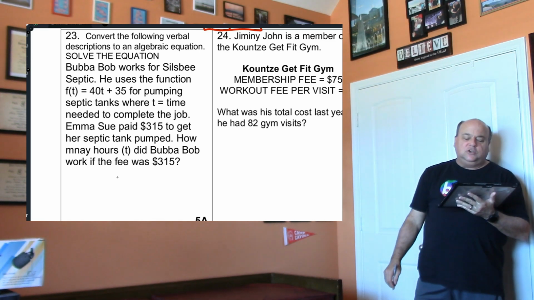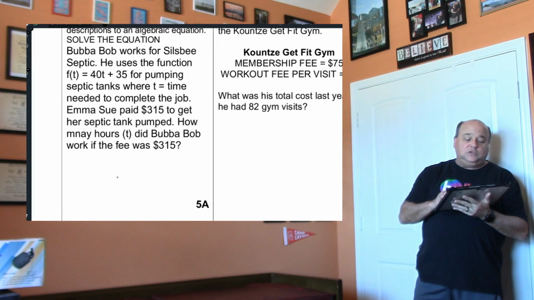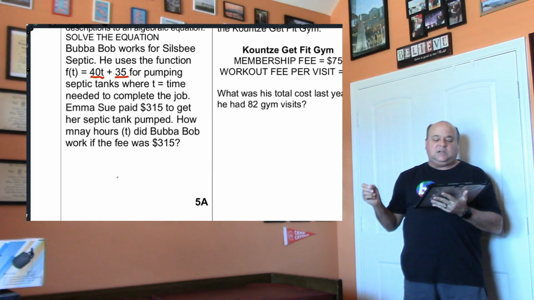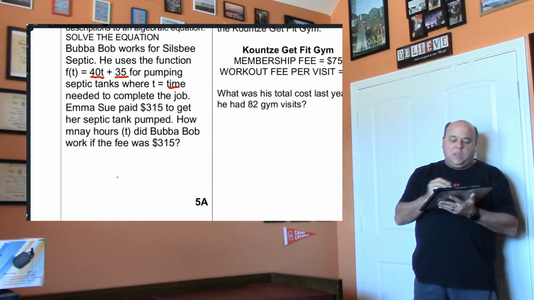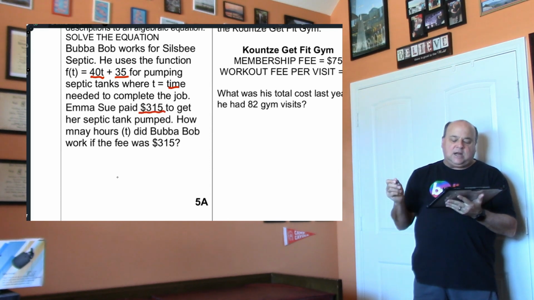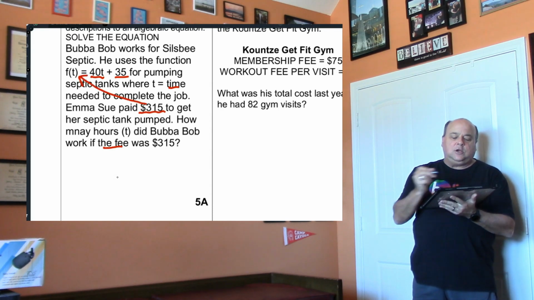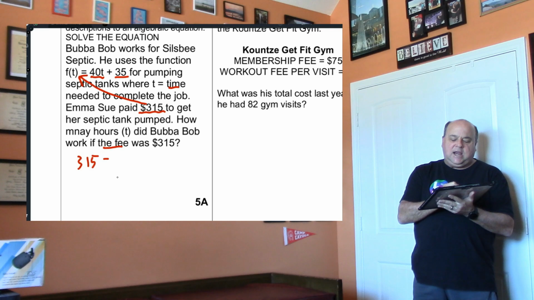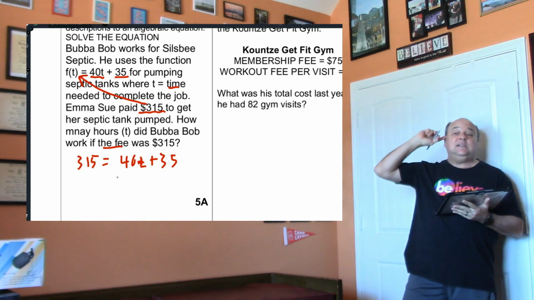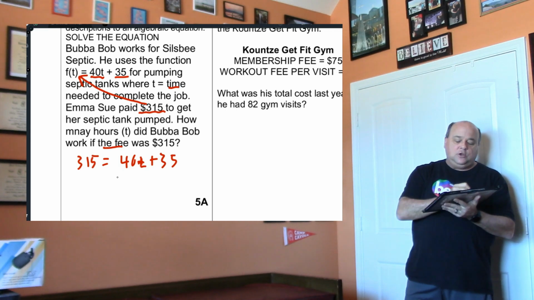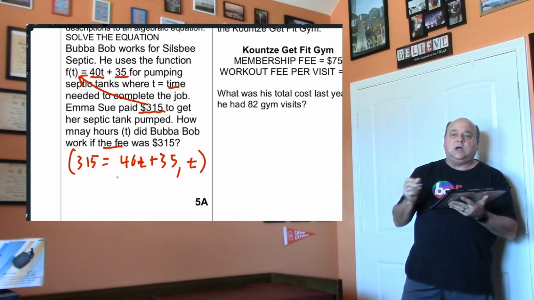Bubba Bob works for Silsbee Septic. He uses the function f of t equals 40t plus 35 for pumping septic tanks where t is the time needed. Emma Sue got paid $315. How much was the work fee, okay? So this $315 is going to go right here. So $315 equals 40t plus 35. What you're trying to find is the number of hours that he worked to make the fee $315. You're going to put this into InSolve and solve it for t.